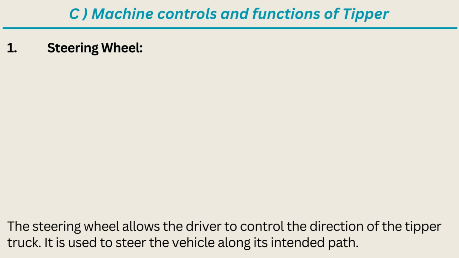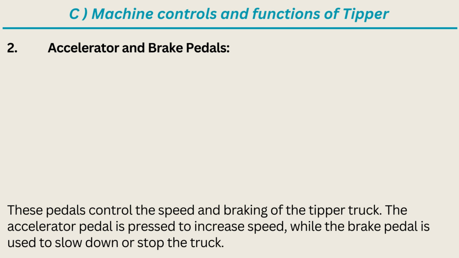1. Steering wheel. The steering wheel allows the driver to control the direction of the tipper truck. It is used to steer the vehicle along its intended path. 2. Accelerator and brake pedals. These pedals control the speed and braking of the tipper truck.